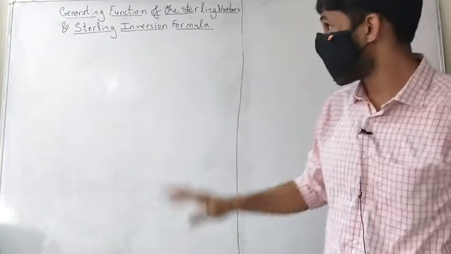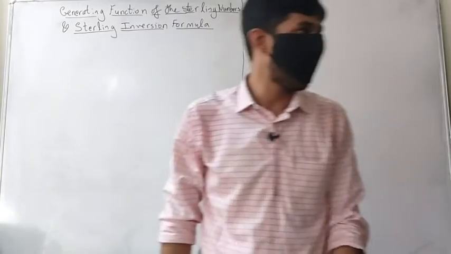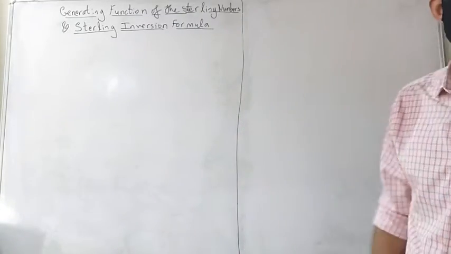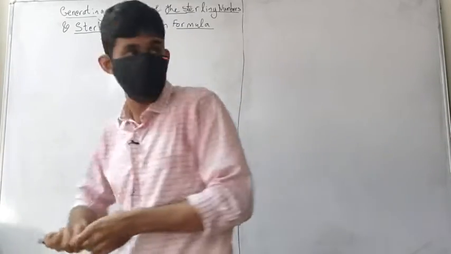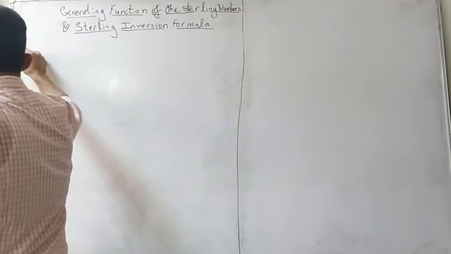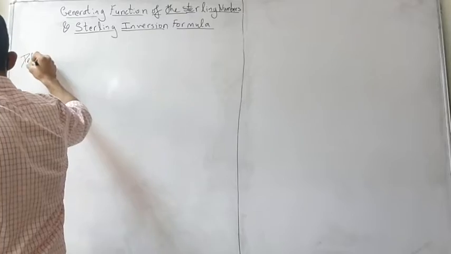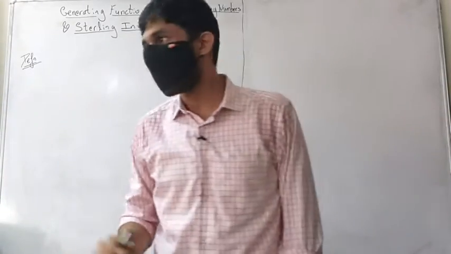Okay, so basically today we are going to look at the generating function of the Stirling numbers and the Stirling inversion formula. Okay, that's what we are looking to do. So to do this, we will first define two polynomials.